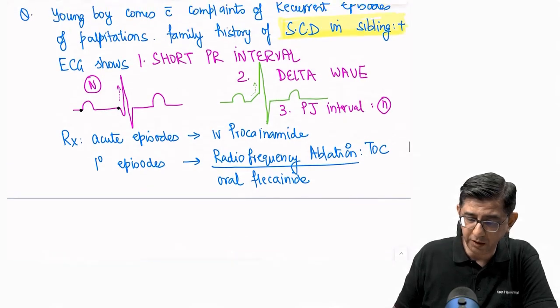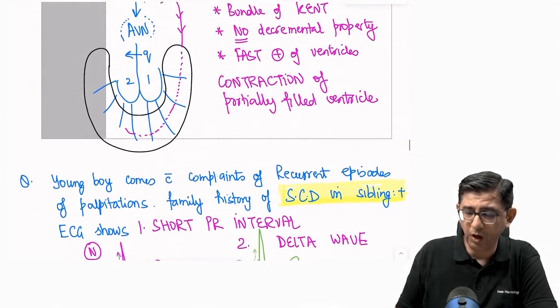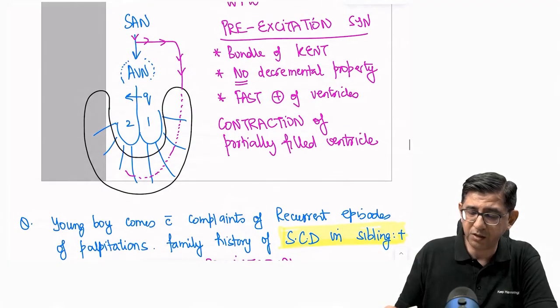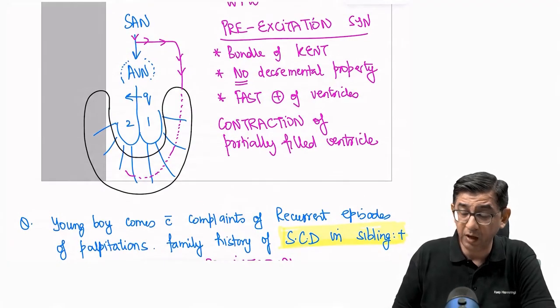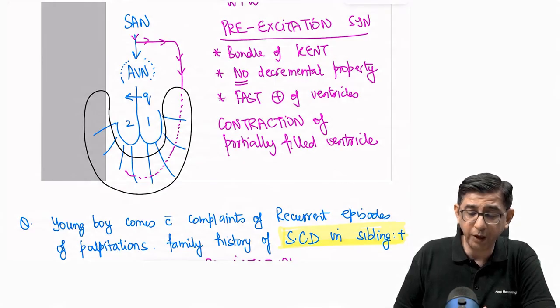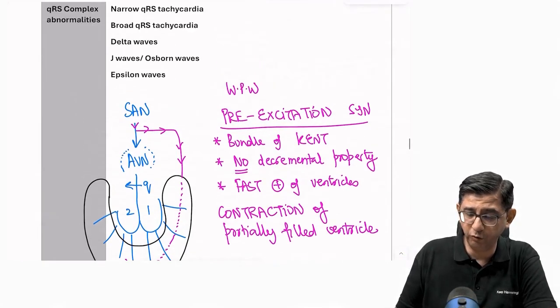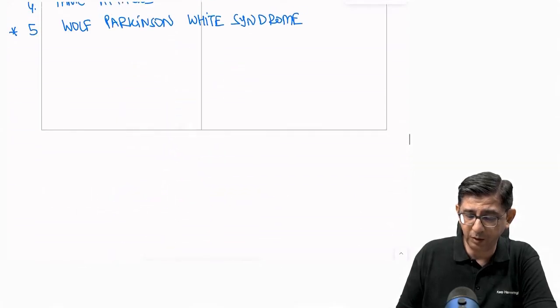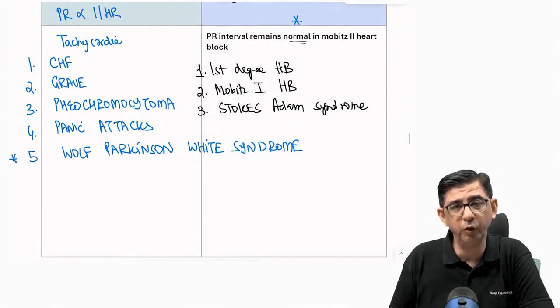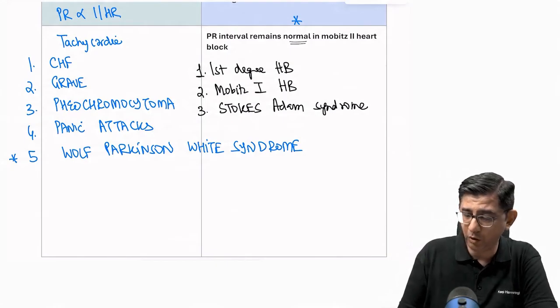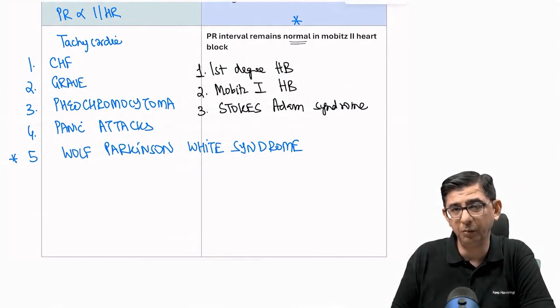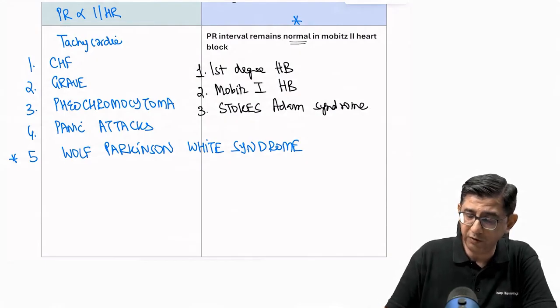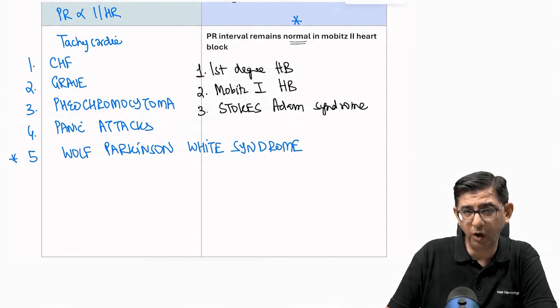But this is again a high yield MCQ that I've described before you, for a condition where there's a fast activation of the ventricles, because the bundle of Kent has no decremental property. The condition is called Wolff-Parkinson-White syndrome, and the same thing is what I've written superiorly before you. So at the moment, the short and the prolonged PR interval comparisons are to be remembered, but PR interval will always remain normal with respect to Mobitz 2 heart block.